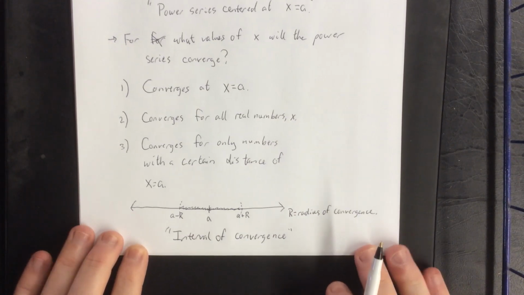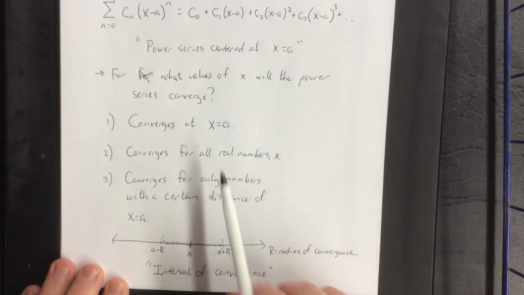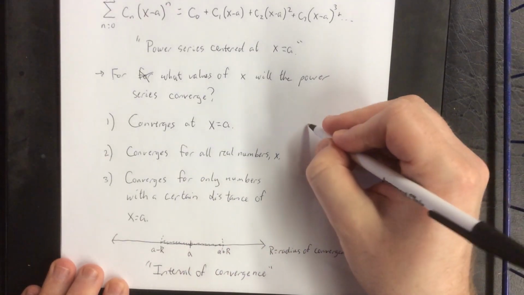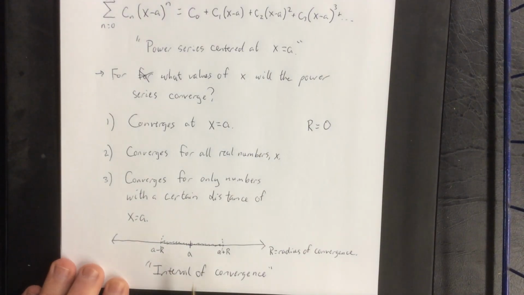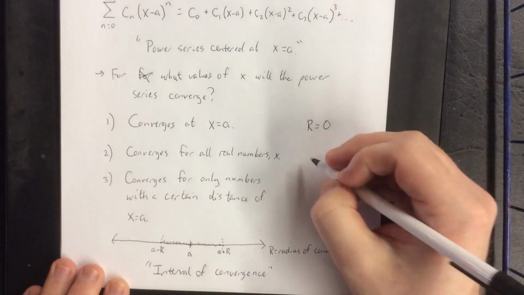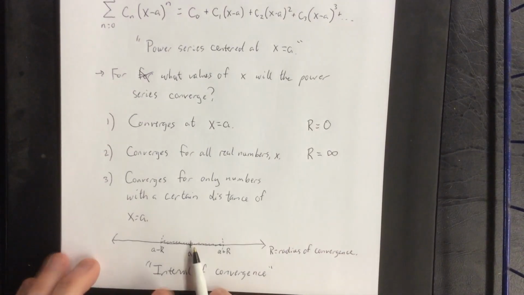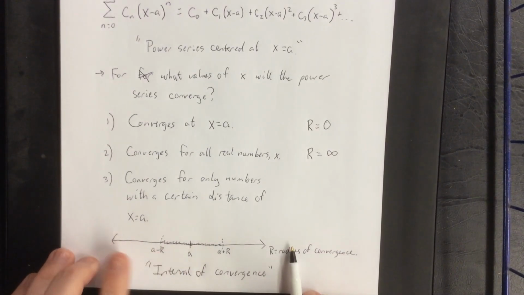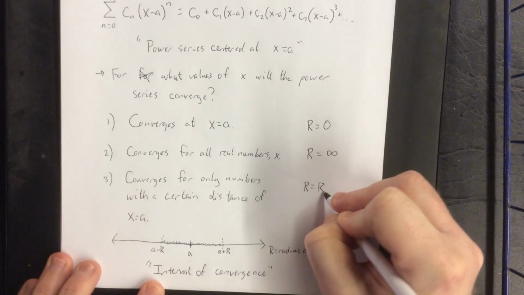Now, in each of these three cases, we have a particular radius associated with this. If it converges only at the number itself, what we're essentially saying is that the radius of the interval is 0. Starting at a, we extend 0 units to the left and to the right. If it converges for all real numbers, we're essentially saying that the radius is equal to infinity, because it will extend infinitely in both directions. And in the last case, we wind up with some finite value of R.